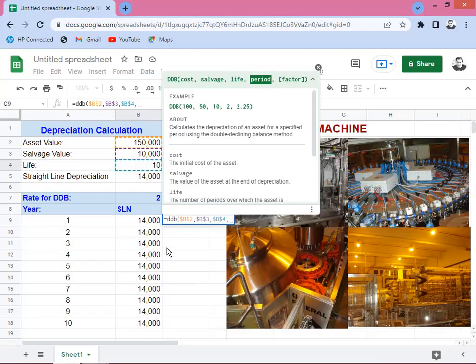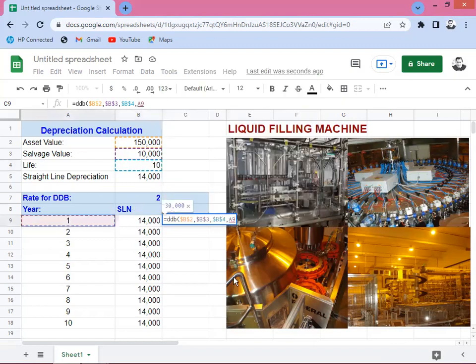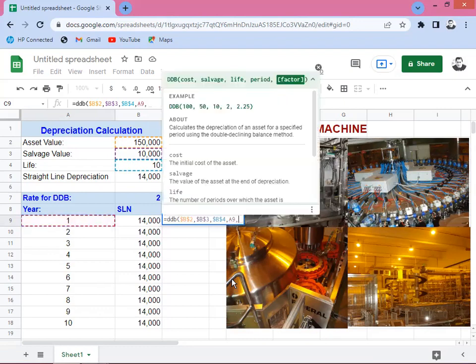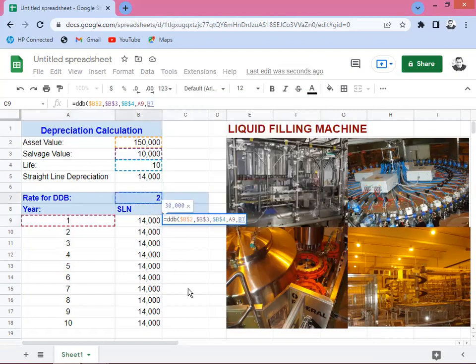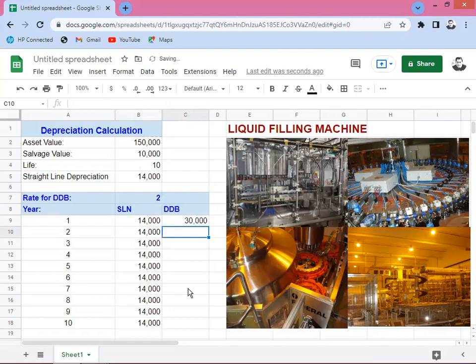The next one would be the period, which is this one. This is 1 year. I'm not going to put it as absolute. This is going to be a relative cell reference, because we're going to copy it down to 10 years. Then just put comma, and the last argument would be the factor, which is the rate for the DDB, the number 2. And then again F4, then close it, and then enter.